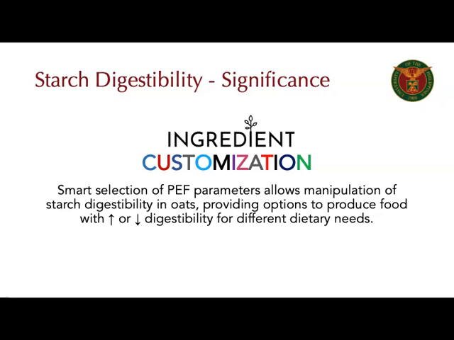So it shows here that smart selection of PEF parameters will allow us to manipulate yung starch digestibility ng oats. It can provide us options to produce food products with increased or lowered starch digestibility properties depending on the dietary needs of our clients, of our consumers. And this is what I call ingredient customization. So you can tailor, you can customize the food product according to what is needed by the consumer.